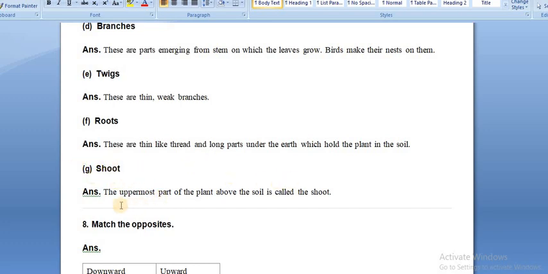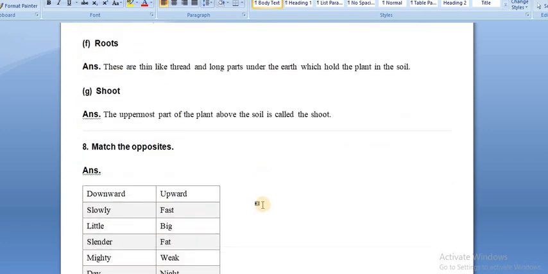Now, shoot. The uppermost part of the plant above the soil is called shoot. जमीन के ऊपर जो पार्ट होता है उसको क्या बोलते हैं? Shoot. The uppermost part of the plant above the soil is called shoot.